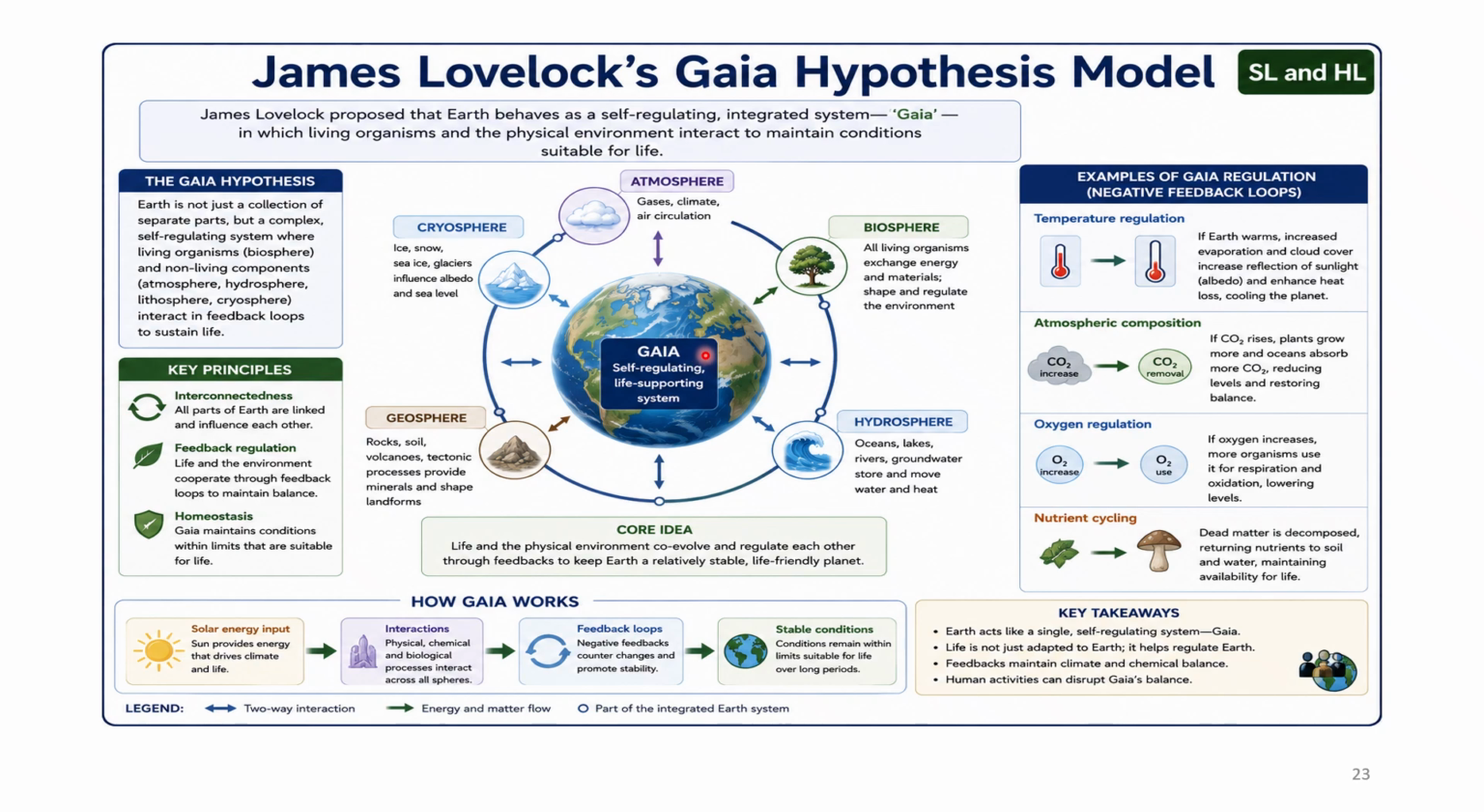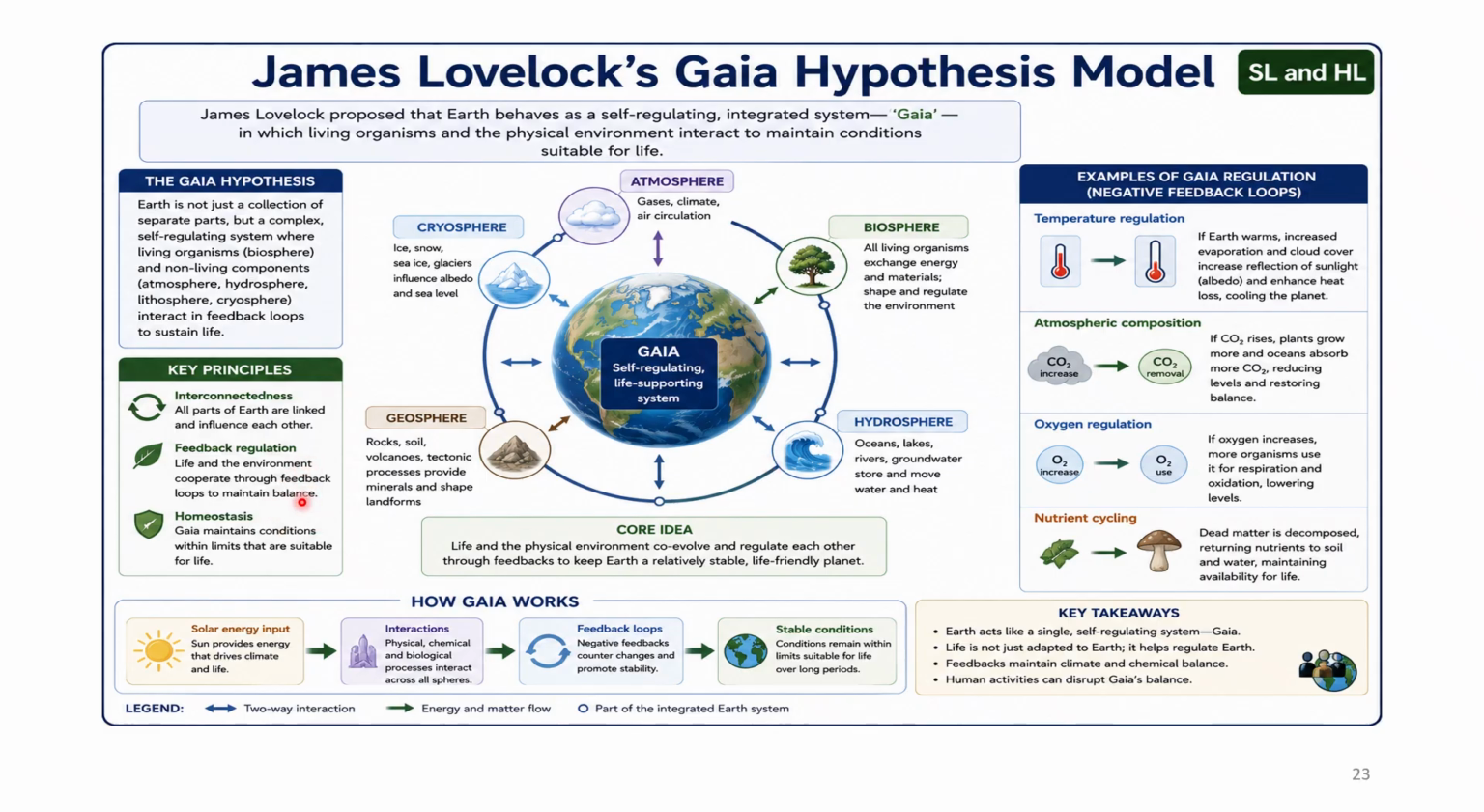The major Earth spheres, the atmosphere, biosphere, hydrosphere, geosphere, and cryosphere, continuously exchange energy and matter. The biosphere influences atmospheric composition through photosynthesis and respiration, while the hydrosphere redistributes heat and water. The geosphere provides nutrients and landforms, and the cryosphere affects climate through ice cover and albedo. A key feature of the Gaia model is negative feedback, which promotes stability.